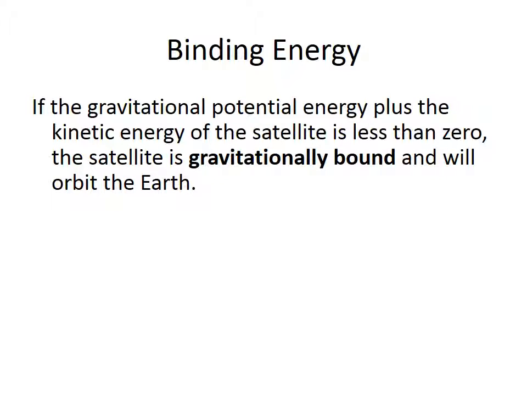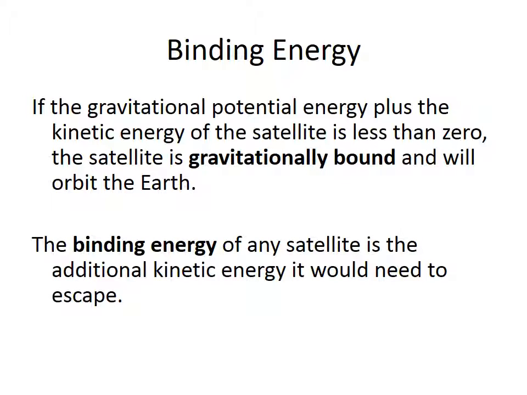Now, if the gravitational potential energy plus the kinetic energy of the satellite is less than 0, you're trapped in that well. The satellite is gravitationally bound and will therefore orbit the Earth. The binding energy of any satellite is defined as the additional kinetic energy it would need to escape.